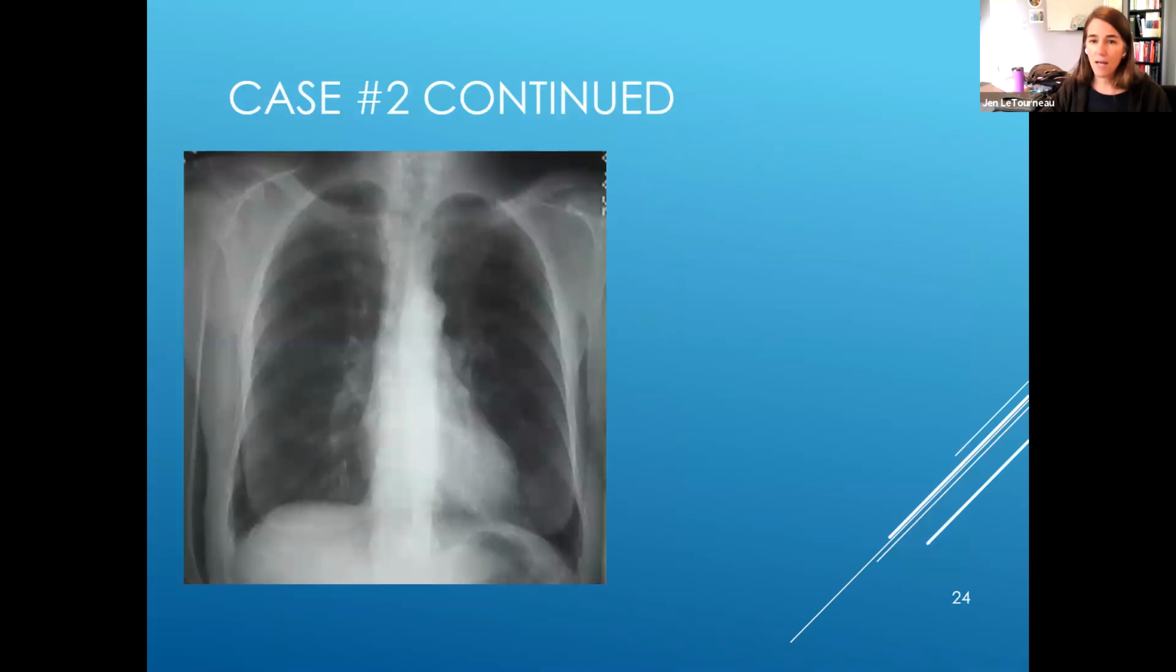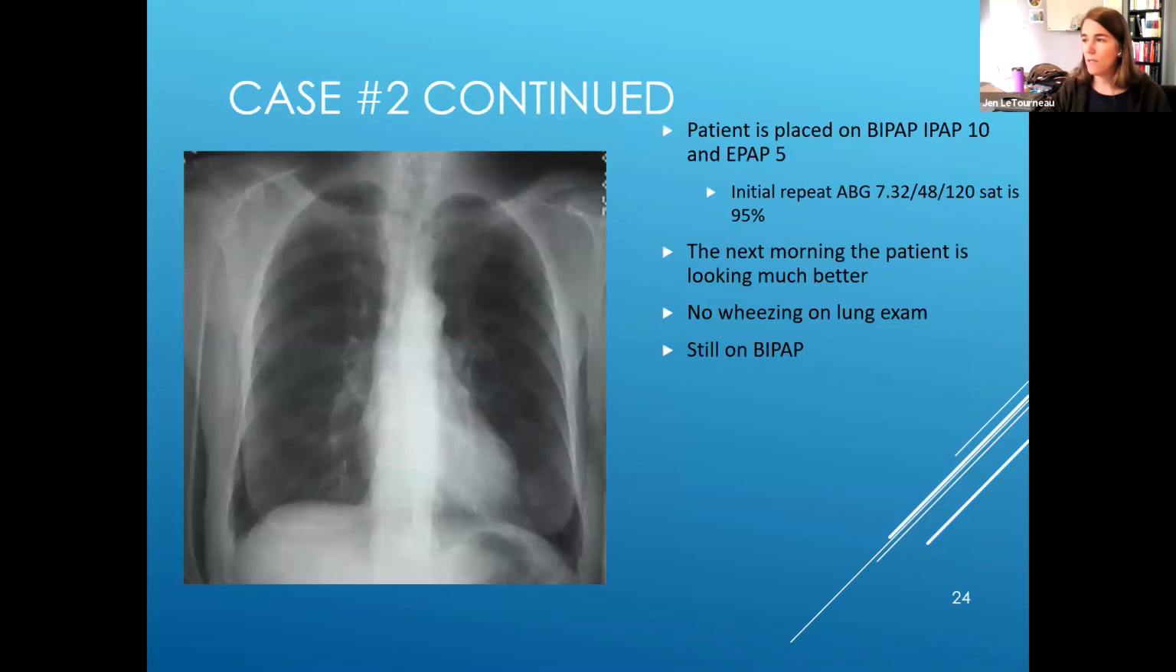All right, so case number 2 continued. This person is placed on BiPAP with the IPAP of 10, EPAP of 5. Their blood gas is now 7.32, PCO2 48, PO2 is 120, and their SAT's 95%. The next morning, the patient's looking a lot better, no wheezing on the exam, and they're still on the BiPAP. So now what do you do?